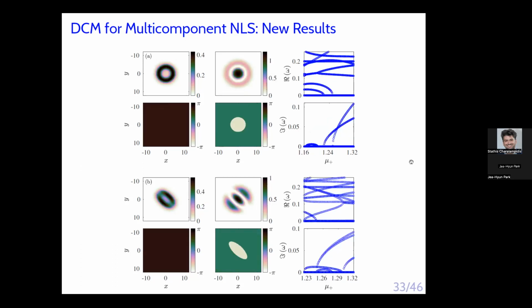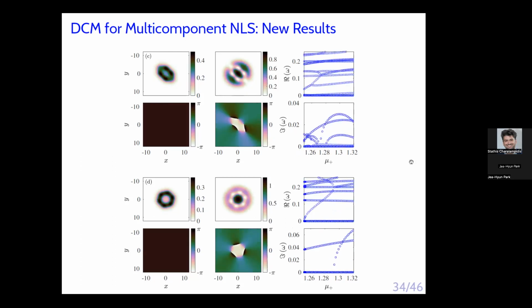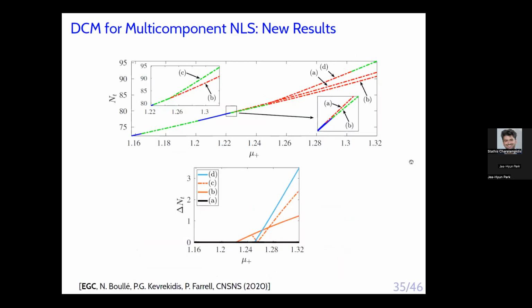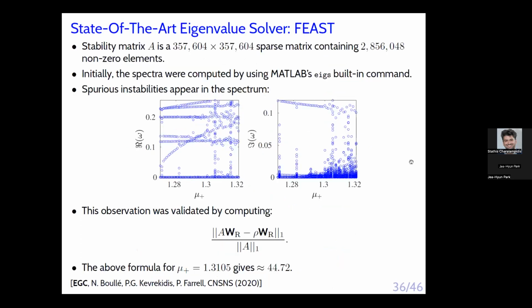Also, the second bifurcation of the parent branch of this ring state is shown here. It involves 1, 2, 3, 4, 5, 6 vortices, and all those results can be summarized in this bifurcation diagram. Now, something that I would like to mention in passing when I got involved in this problem was the following.